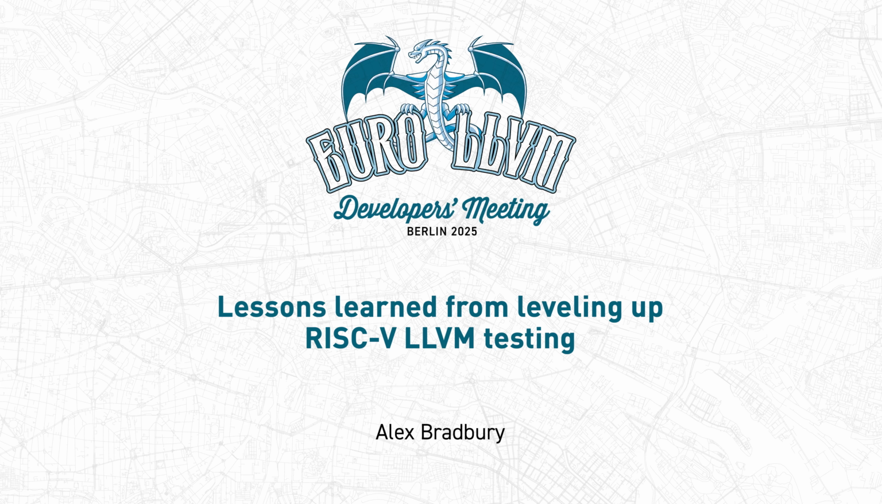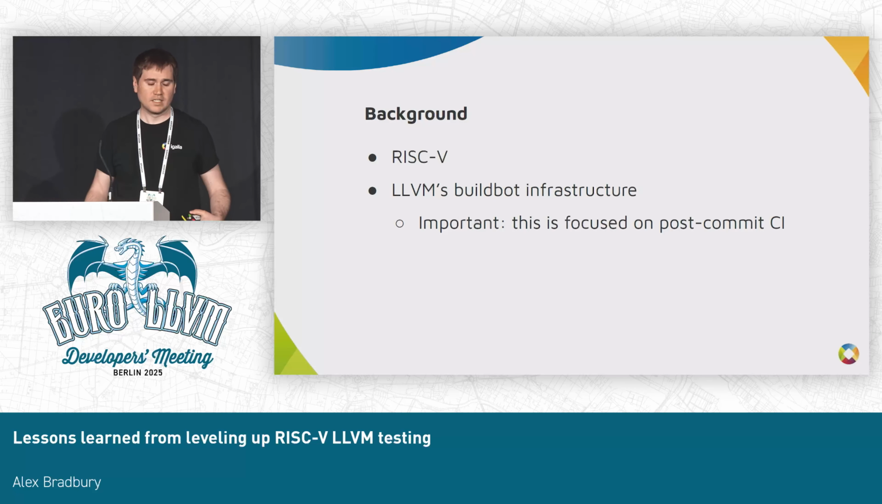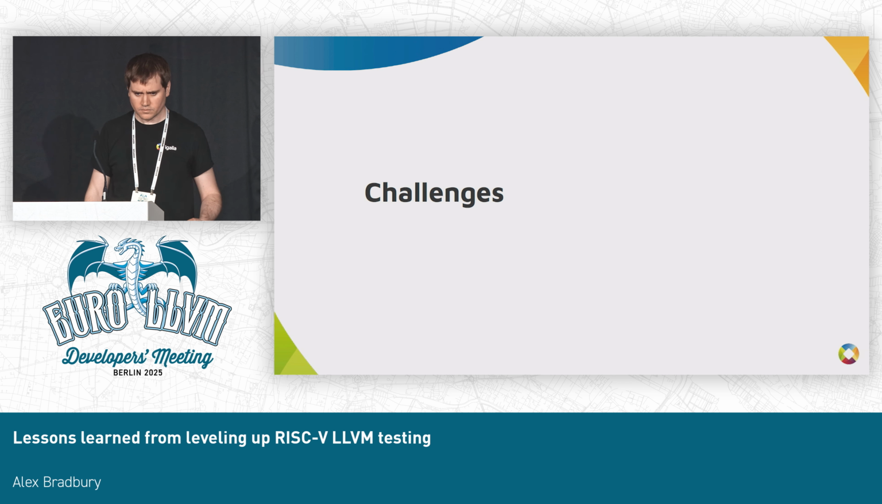I'm going to be talking about what I learned working with improving the continuous integration for RISC-V. The intent is that at least some of this, probably a good chunk of it, should be relevant to you, whatever target you're working on, if you have any interest in LLVM's buildbot infrastructure at all. And one point just to clarify is that although much of this could be relevant to pre-merge testing that we heard about before, I've been focused on the buildbot-based post-commit CI.